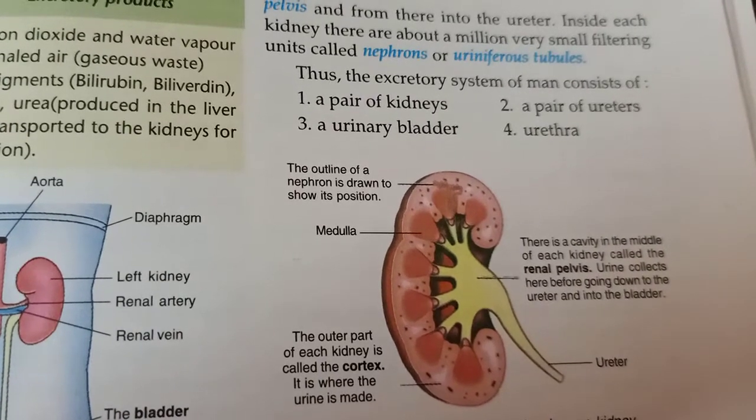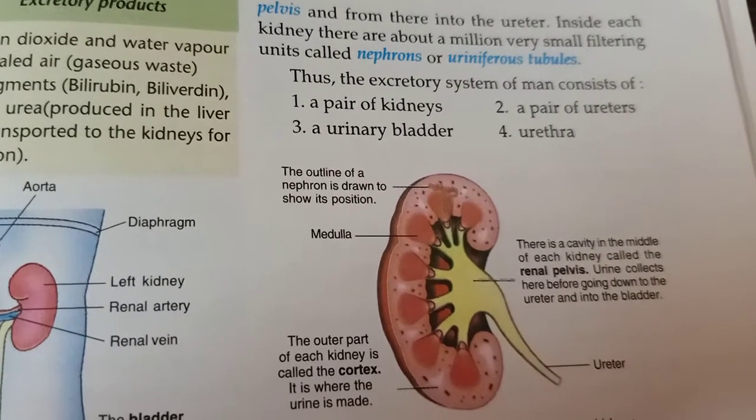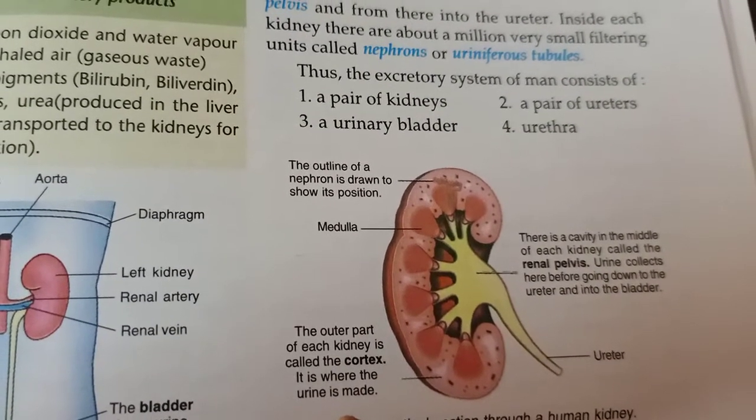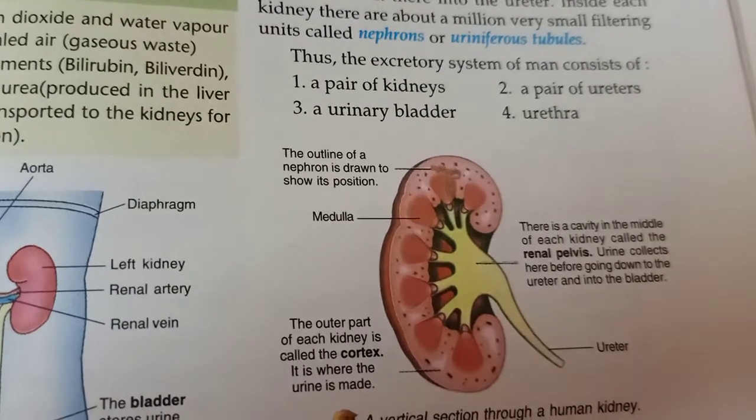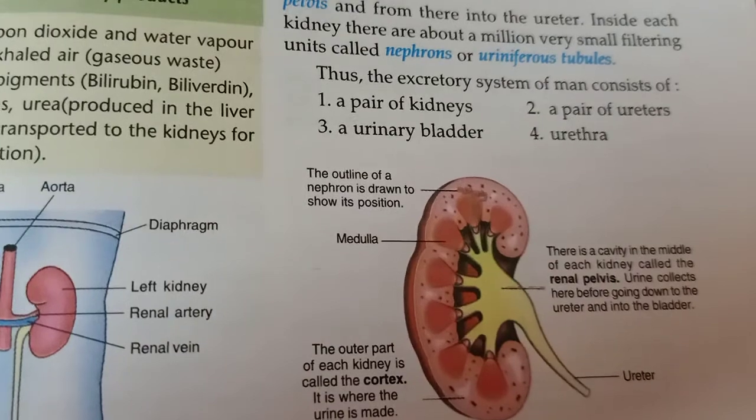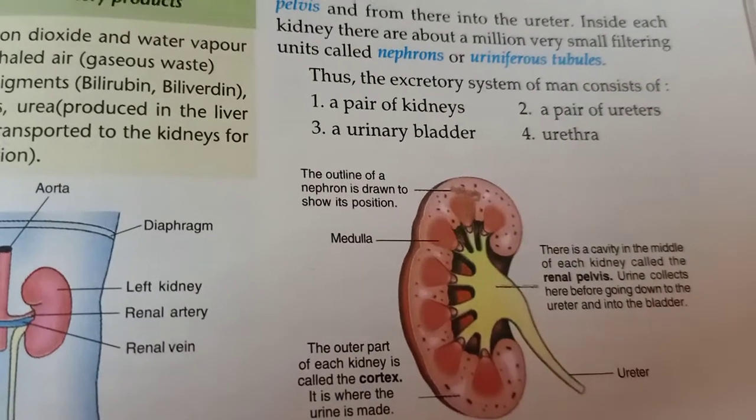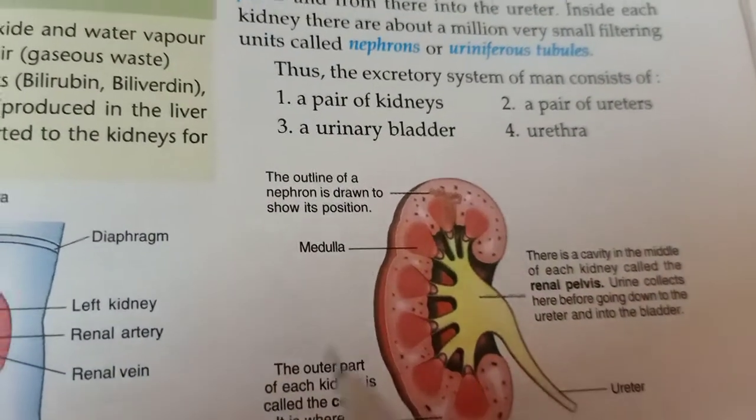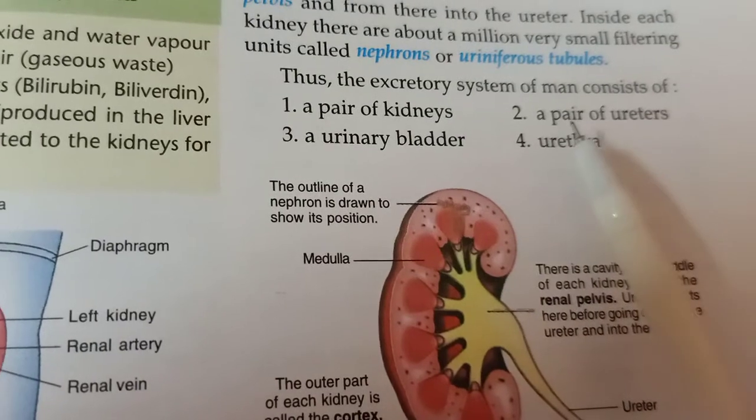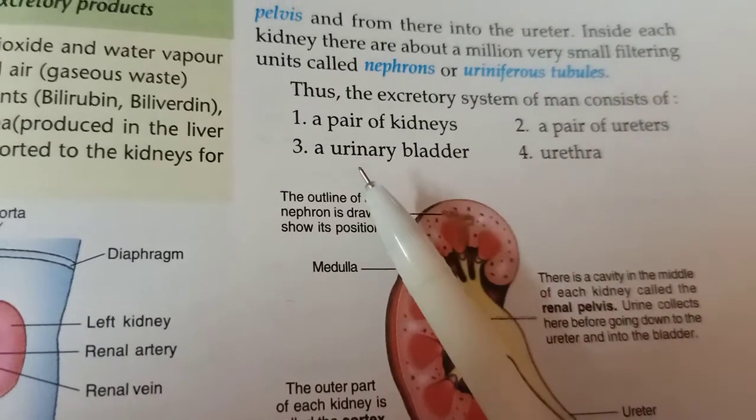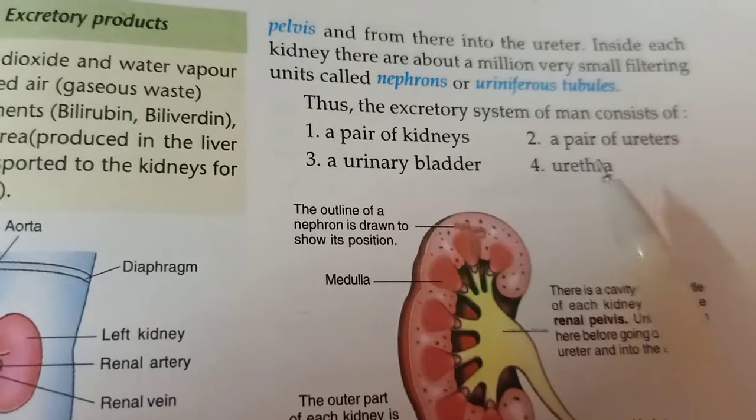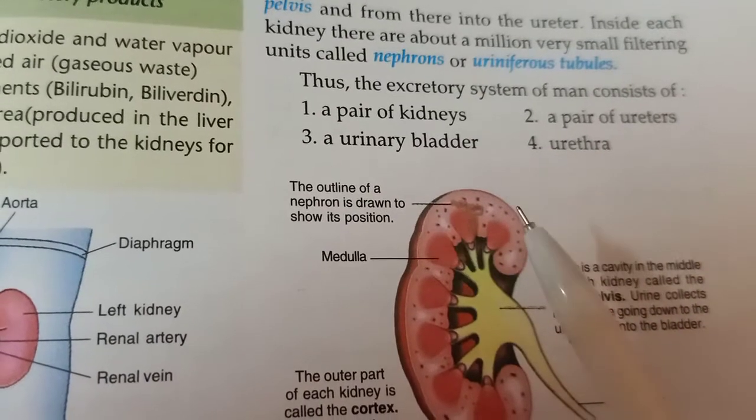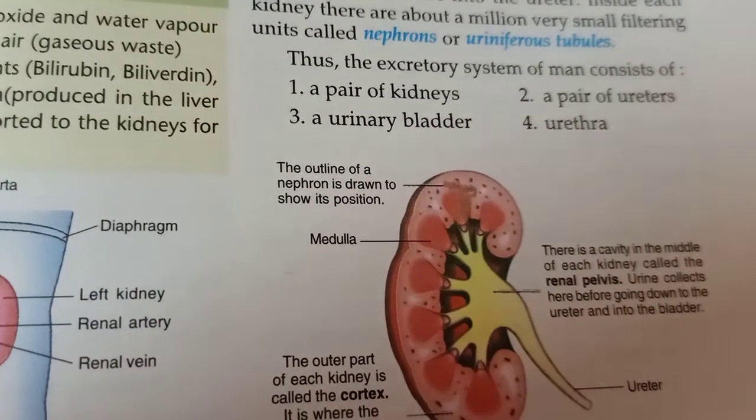small filtering units called nephrons or uniferous tubules. Now inside each of the kidneys, both the kidneys, there are around millions of small filtering units, and these small filtering units are known as nephrons or uniferous tubules. Now thus the excretory system of men consists of a pair of kidneys, second a pair of ureters, third a urinary bladder, and fourth is urethra. So with the help of these four things the human excretory system is made up.